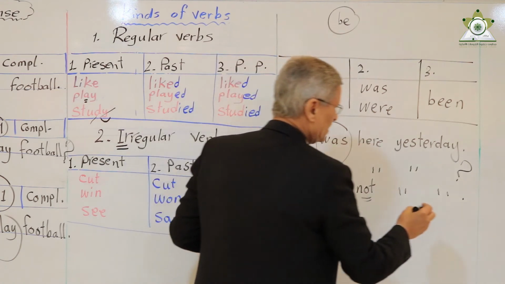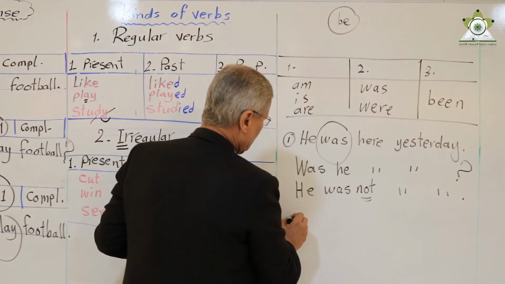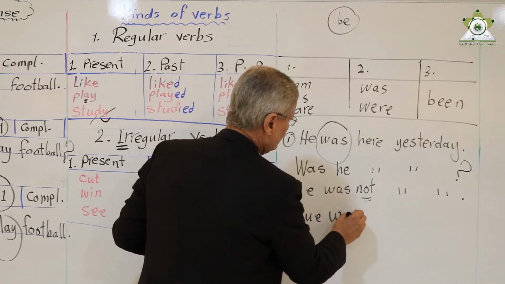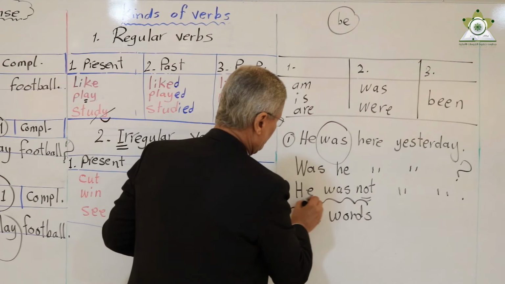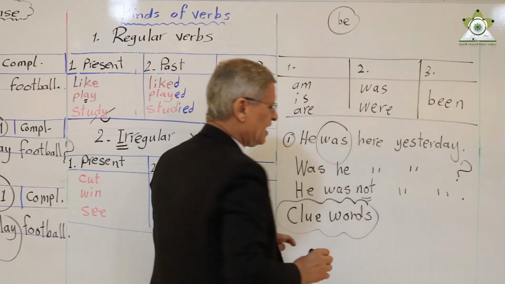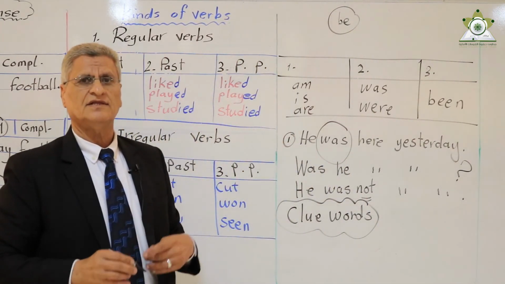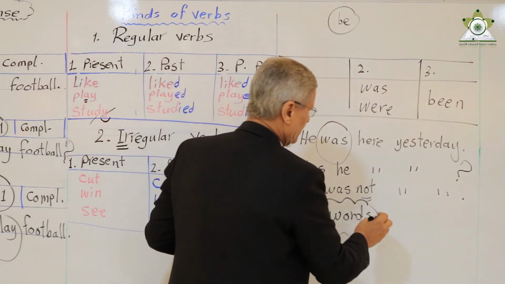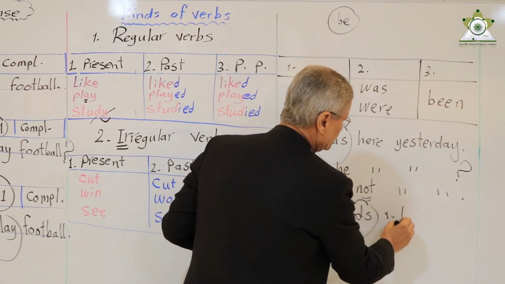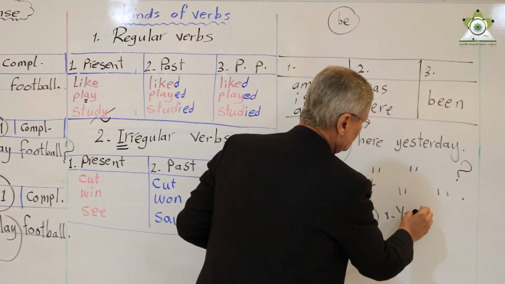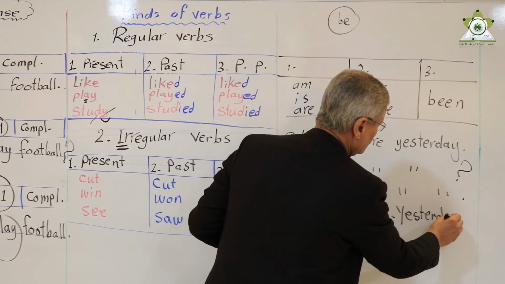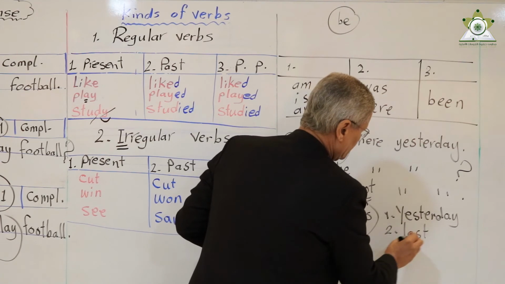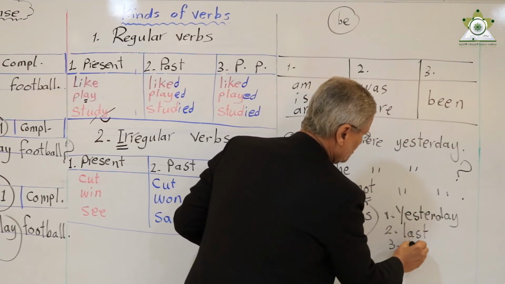At the end of my lesson, I want to tell you that we have clue words. We have 3 words that indicate the simple past. Number 1, yesterday. Number 2, last. Number 3, ago.